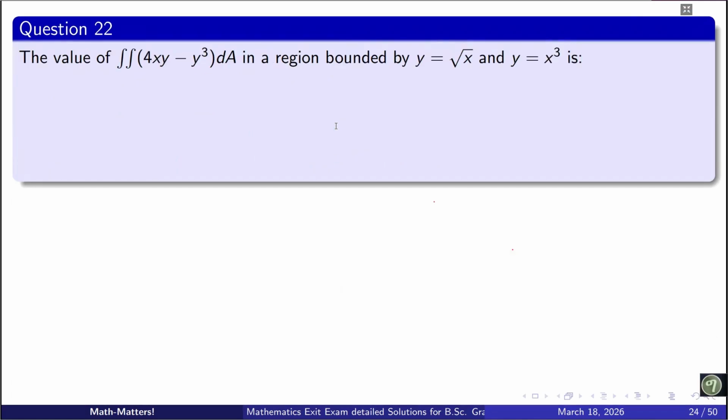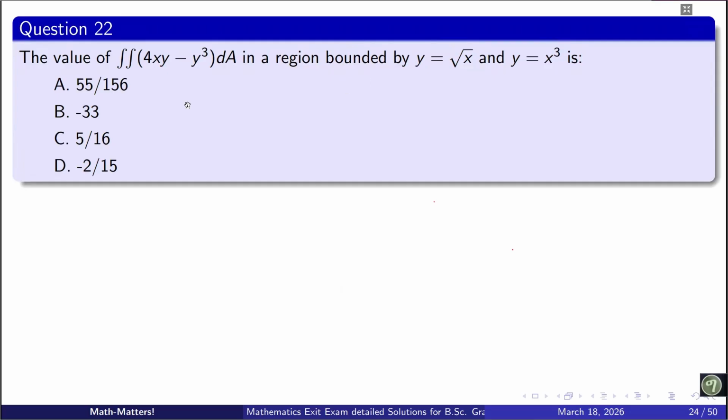Next question, the value of the double integral, that is the double integral of 4xy minus y cubed dA in a region bounded by y is equal to the square root of x and y is equal to x cubed is. The alternatives are this one.